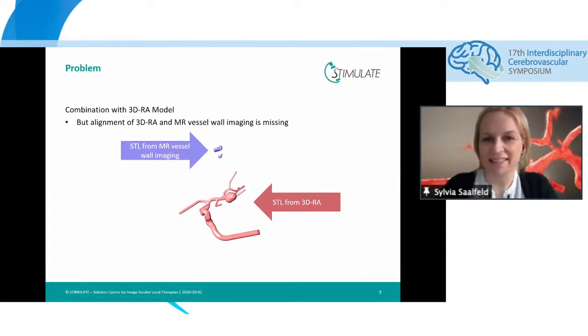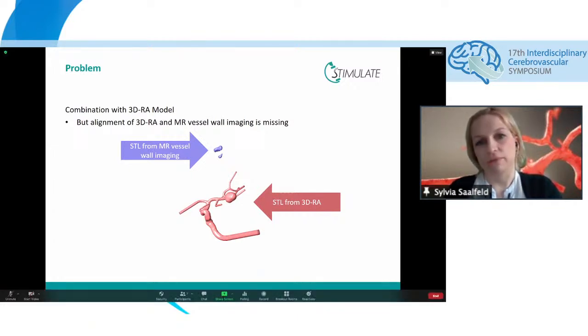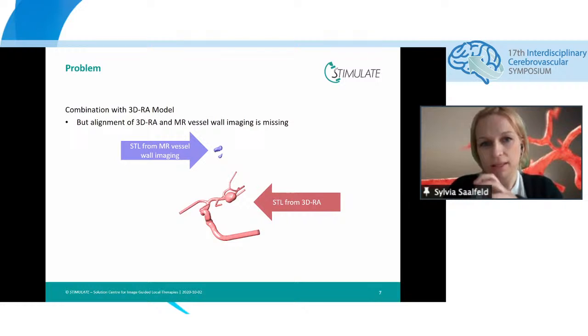It was a really nice talk from Mr. Khan right before me. And so you are all familiar with the problem. We have the MR vessel wall imaging, and we have these enhancement patches, which are illustrated here in this bluish color. And we have our nice 3D model of the aneurysm and its parent artery from our 3D DSA data, and now we want to align them.